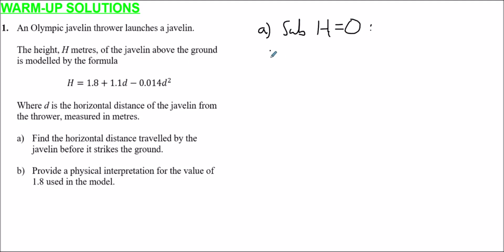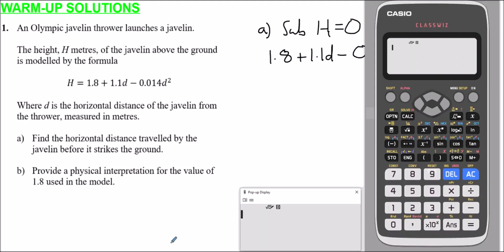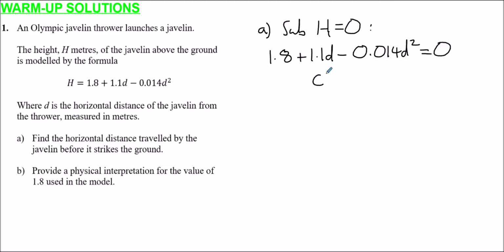So we want to solve 1.8 plus 1.1d minus 0.014d squared, all equal to 0. Now we could use a quadratic formula for this, but hopefully by now you've taken my suggestion and ordered yourself one of these and have one of these already, the ClassWiz. So I'll show you how to do this on the calculator. So using the ClassWiz, here's how you do it.